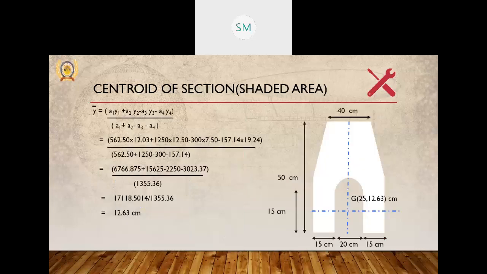The formula will become a1y1 plus a2y2 minus a3y3 minus a4y4 divided by a1 plus a2 minus a3 minus a4. So the y bar is coming 12.63. The centroid will again lie in that whole portion, that is from the extreme left side and bottommost side. It is 25 centimeter extra in the x term, and in the y term it will be 12.63 centimeter.